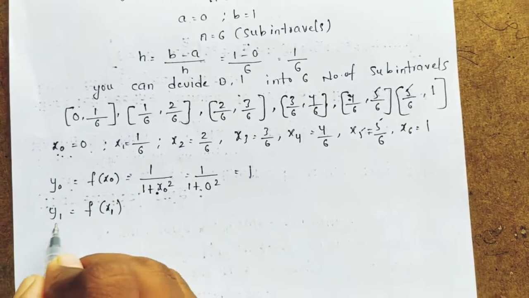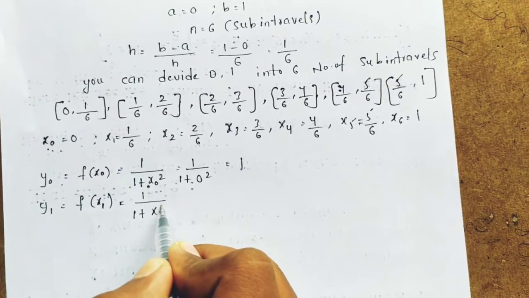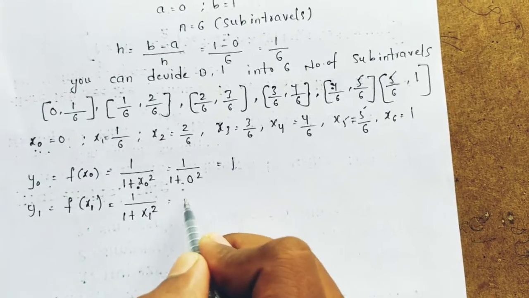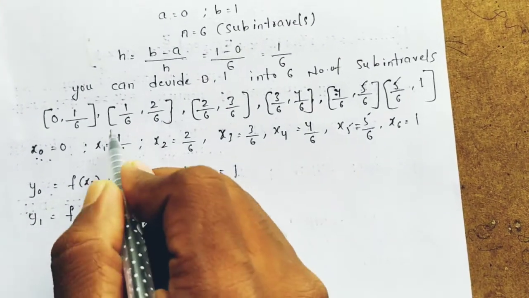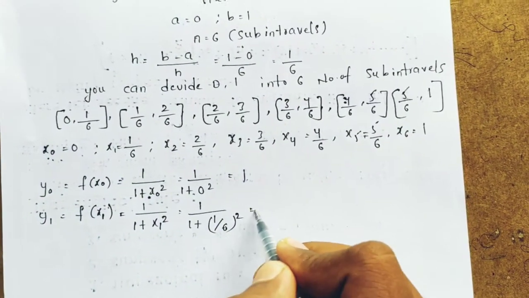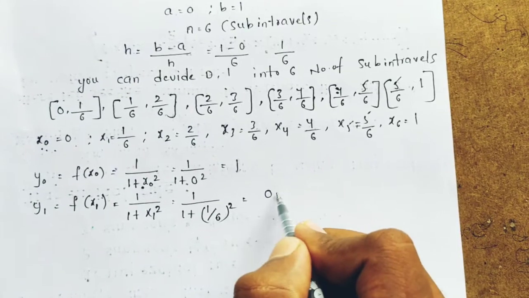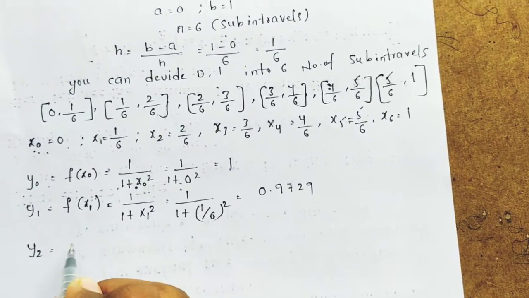And similarly find out the value of y1. Here y1 means f of x1. In place of x we can substitute the value x1. Here x1 is 1 by 6, so it is 1 by 1 plus 1 by 6 square. Here the value is 0.9729.